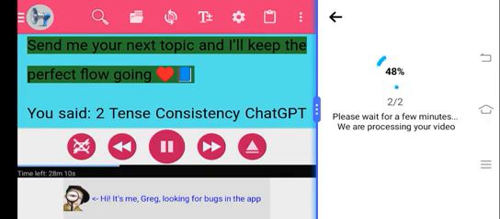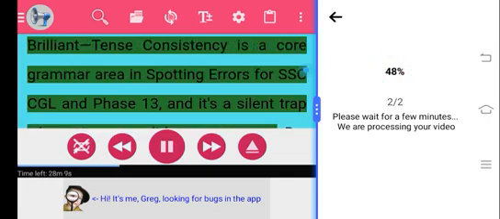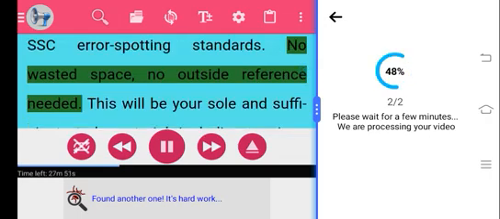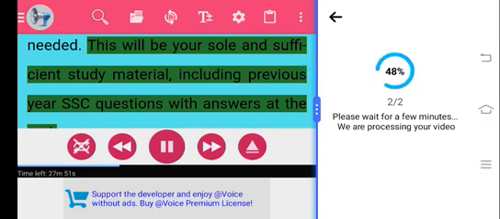2. Tense consistency. Tense consistency is a core grammar area in spotting errors for SSC CGL and other exams, and it's a silent trap where many candidates go wrong. Below is your complete, tightly packed, base to advanced tense consistency lecture, designed specifically to meet SSC error spotting standards. No wasted space, no outside reference needed. This will be your sole and sufficient study material, including previous year SSC questions with answers at the end.